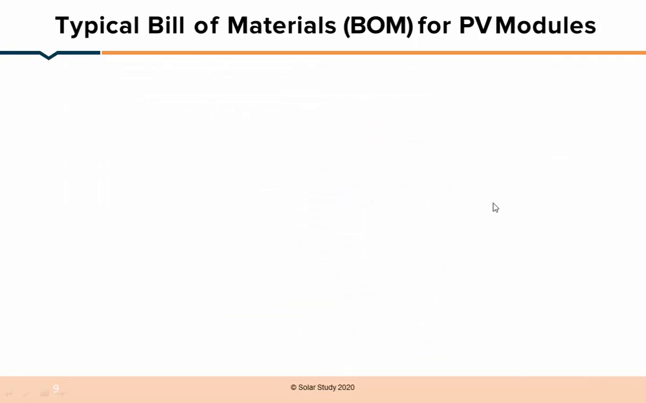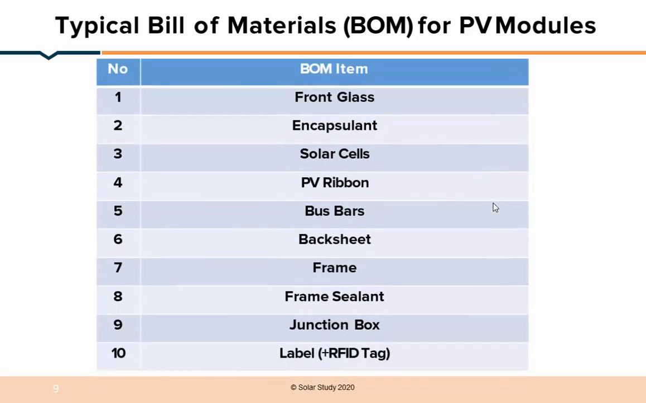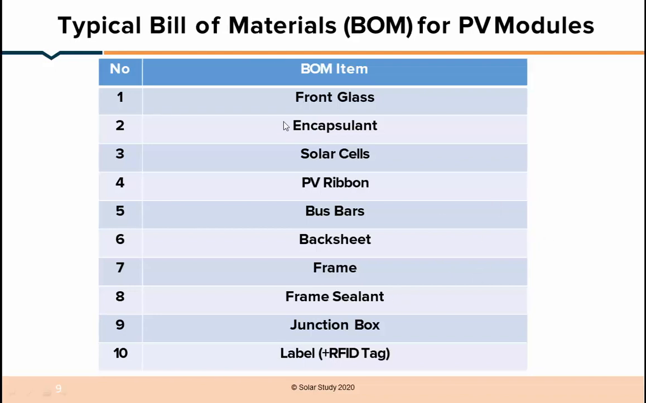Next, what all is in the bill of material. So those who are going to manufacture PV modules know what all bill of material is required. First thing, front glass and encapsulant. There are so many types of encapsulant available that they have to use. Then the major thing is the solar cell. Then PV ribbon, that is also used for getting a conducting path, and it should be attached together. So PV ribbons are used. Then bus bars, I already told. Then backsheet, frame, and frame sealant.